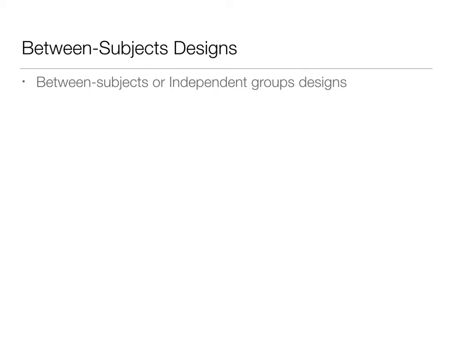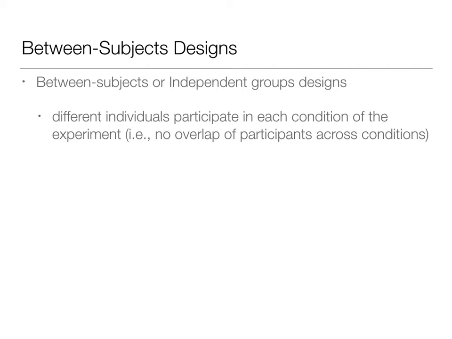So these between subjects or independent groups designs, what we have here is different individuals participating in each condition of the experiment. There's no overlap of participants across conditions. You have 3 people in the treatment and 3 people in the control. You have 25 people in treatment, 25 people in the control, for a total of 50. There's no overlap of participants across conditions.